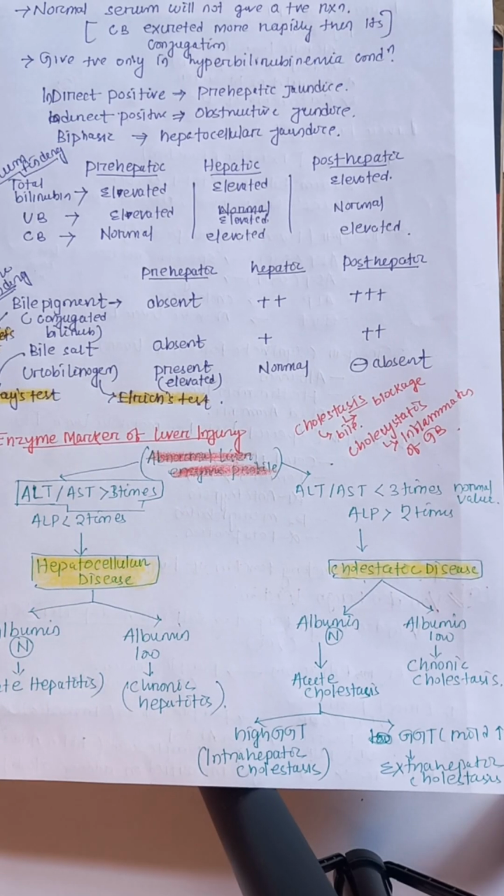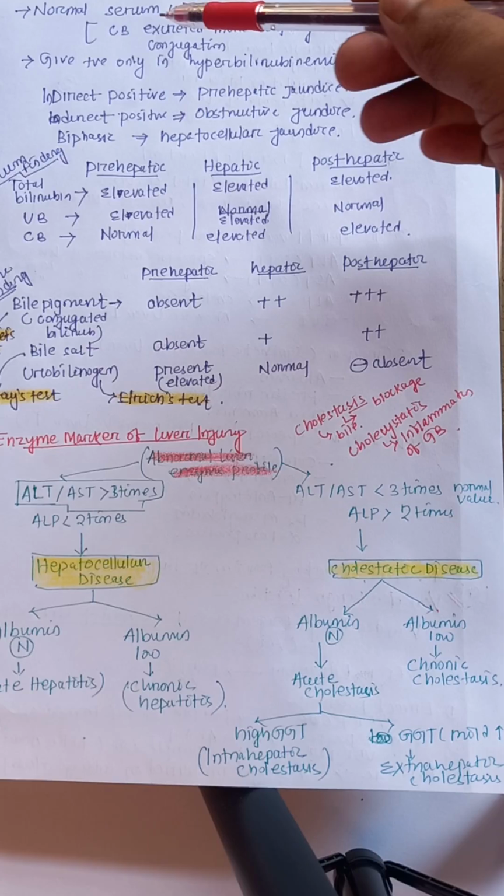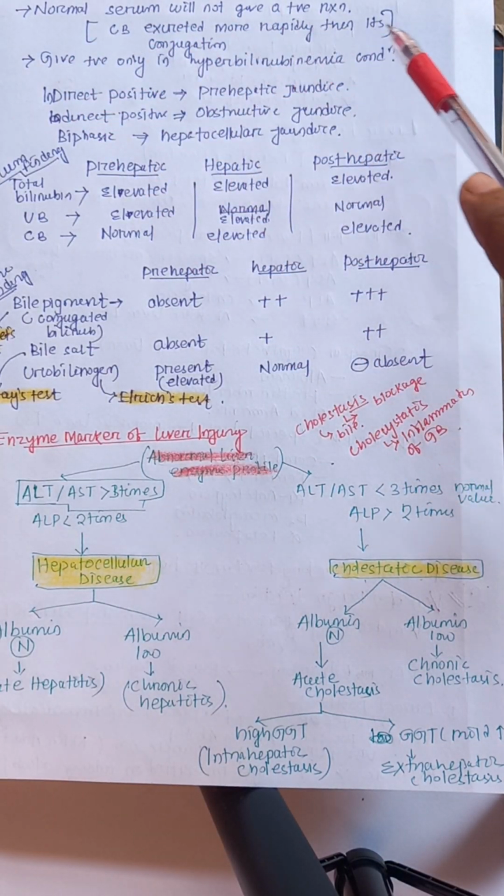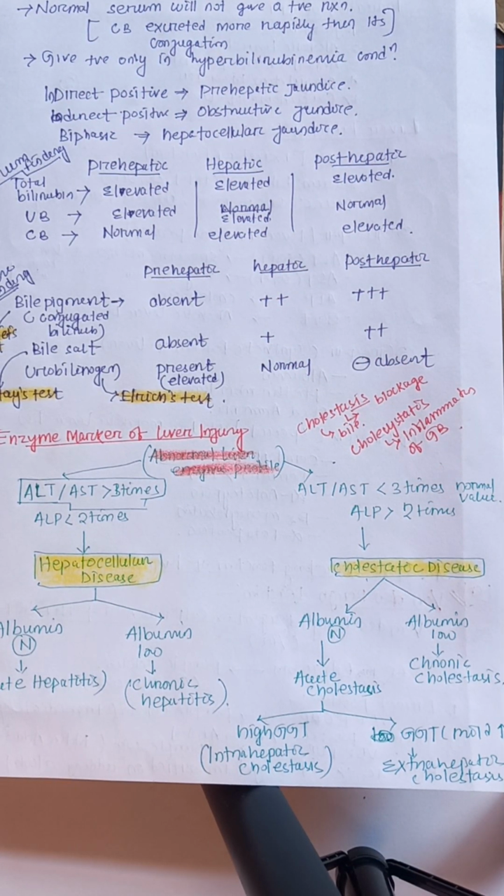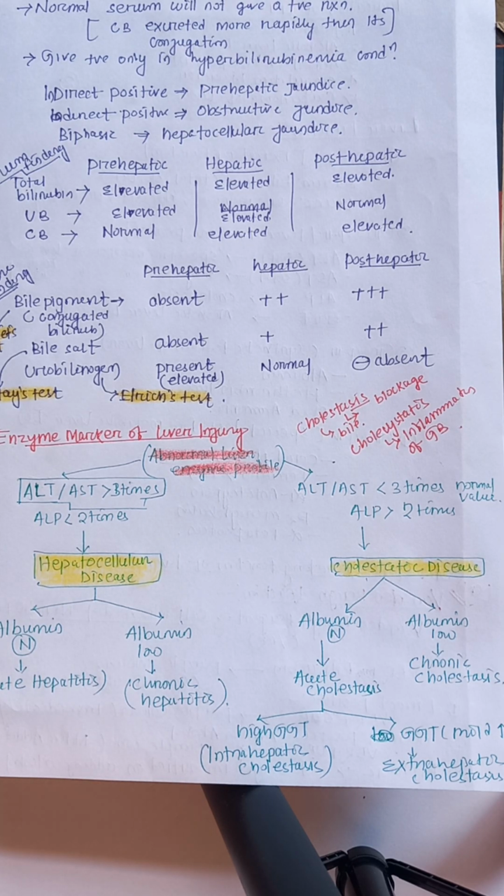Let's see one statement written here: normal serum will not give a positive reaction because conjugated bilirubin is excreted more rapidly than its conjugation. That means if there is no excess conjugated bilirubin, it will not give the test. If conjugated bilirubin or total bilirubin exceeds the normal level, at that time they will give the test, otherwise they normally do not give the test. That is very important, otherwise we will not get the result. It gives positive only in hyperbilirubinemia, as I have said.